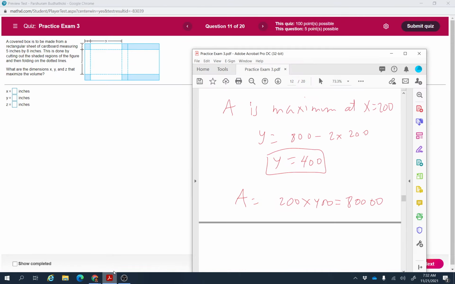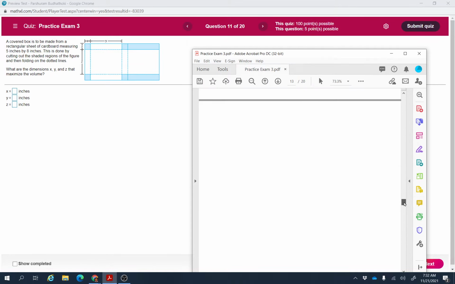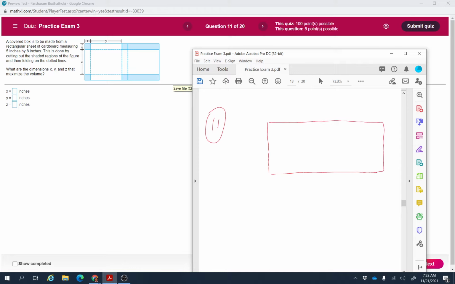Okay, so in this particular problem, we have to create a covered box by using a rectangular cardboard, which is 5 inch by 8 inch, right? So this is problem 11. There is a rectangular cardboard 5 inch by 8 inch. Let's say this side is 5 inch, this side is 8 inch, and the way we design the covered box is by cutting this shaded portion.